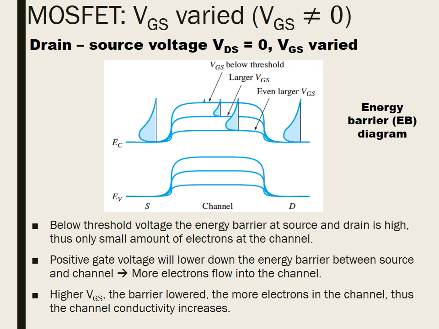Now let's take a look at the EB diagram. At equilibrium and below the threshold voltage, the barrier at the source and drain is very high, so there is only a small amount of electrons in the channel. That makes the channel very low conductance. When positive VGS is applied, this will lower the energy barrier between the source and channel and thus allow more electrons into the channel. The higher the gate voltage, the more the barrier is lowered and the more electrons in the channel, thus the channel conductivity increases.